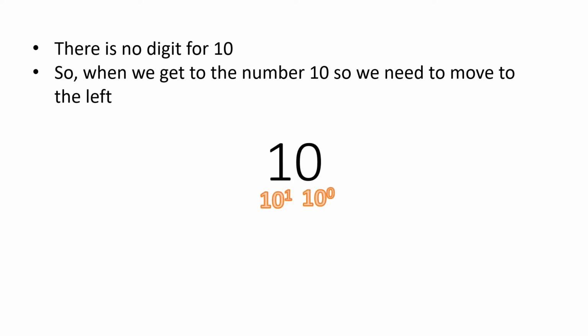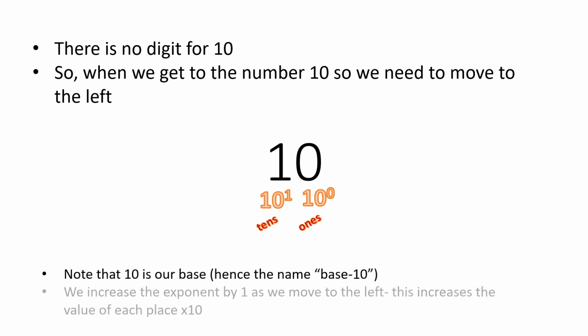And when we do this, we have to increase the value of that place by 10. So note that base 10 uses 10 as the base. And then as we move to the left, we increase the exponent by 1, which increases the value of each place by 10. So a 10 is really 1 ten and 0 ones.